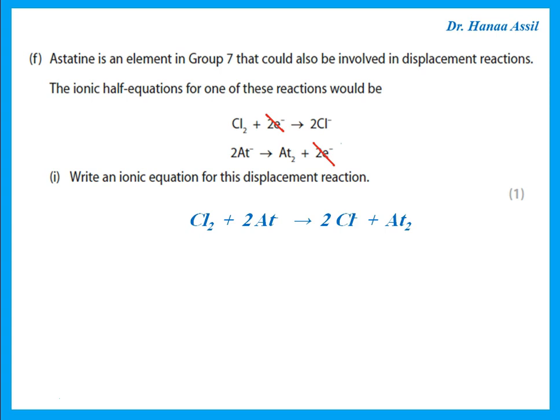So before the arrow, what do I now have? I have chlorine and 2At minus. What do I have after the arrow? I have 2Cl minus and At2. So this is my net reaction or my overall reaction.